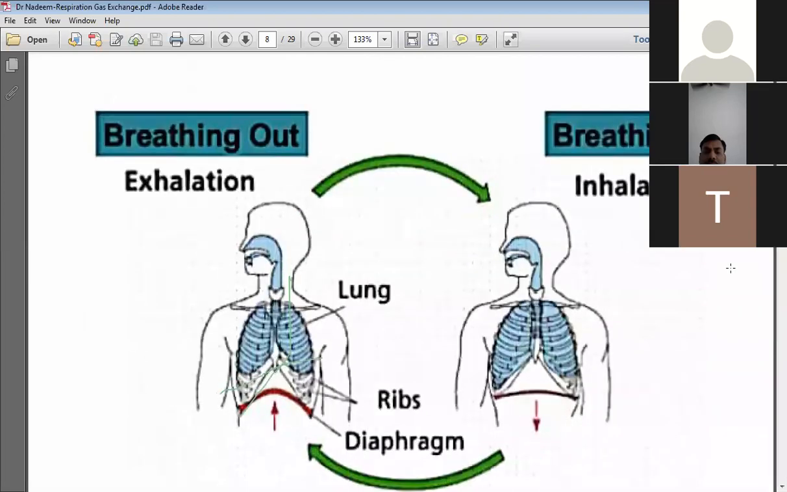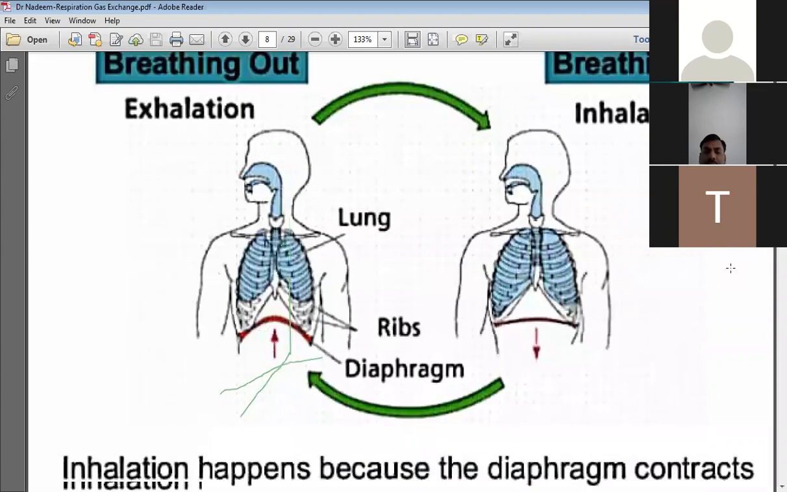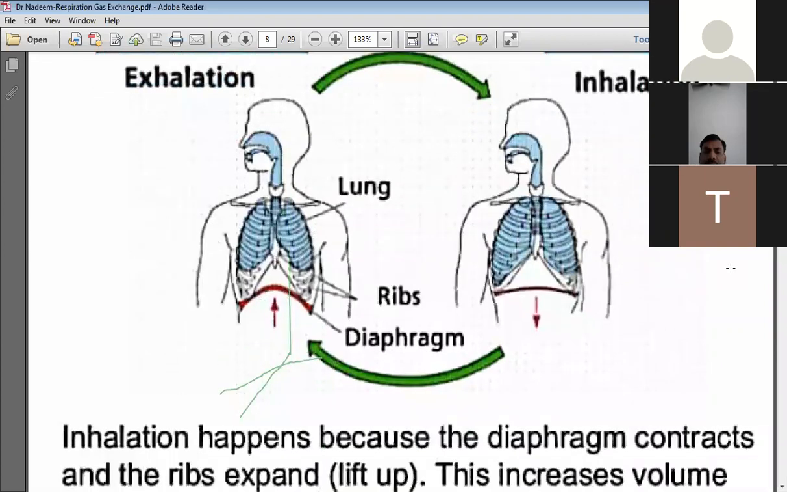A clear picture of how we breathe in and breathe out, that is inhalation and exhalation. Lungs. A very important supporting organ, the diaphragm.